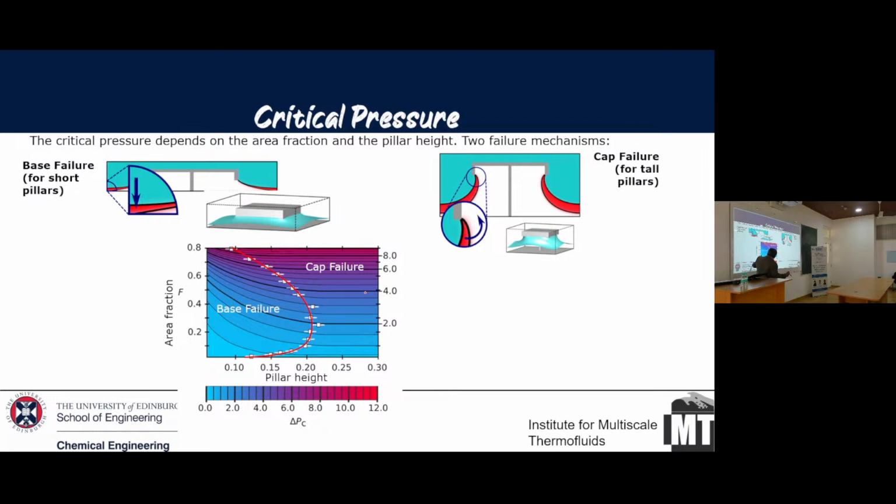So if you decide to have a pillar height of 0.2, the corresponding area fraction would be about 0.1. These are experiments, completely experiments. And the color over here is the pressure, the amount of force that you need to deepen. Obviously people do these experiments by vibrations and all kinds of other things.